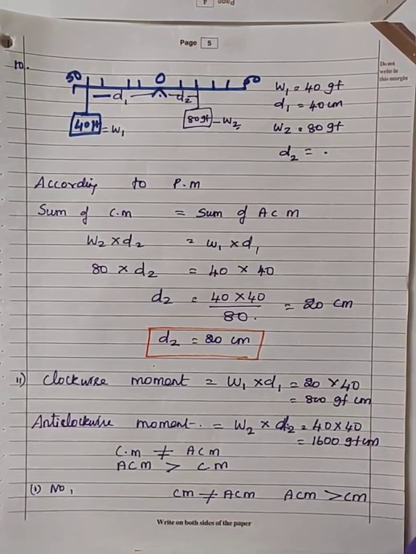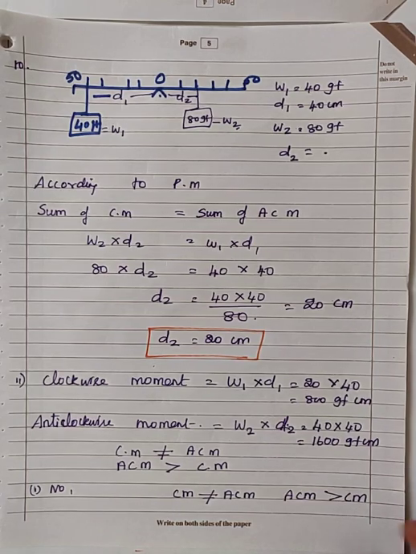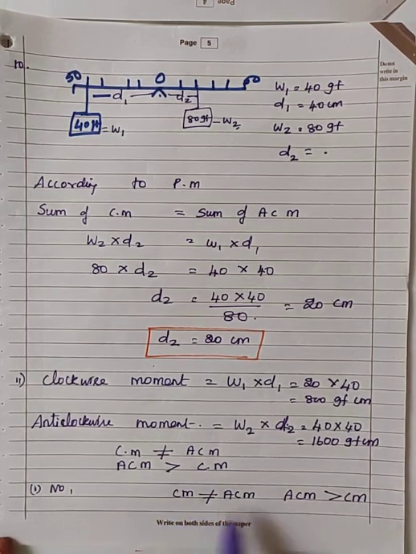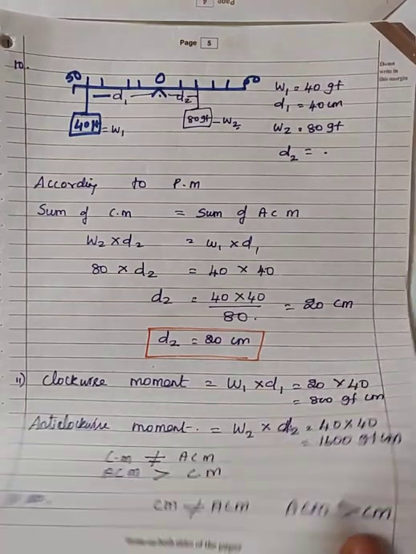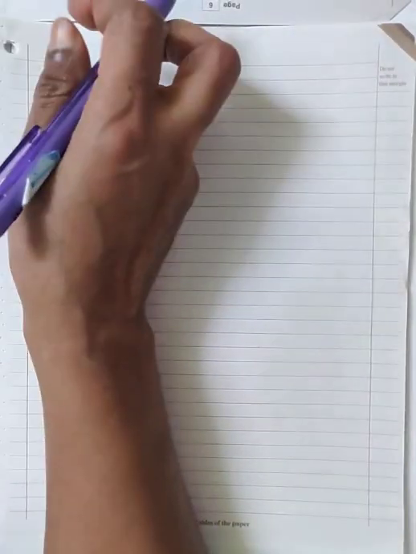Okay. Next one. If not, how will the rule turn? Because anti-clockwise moment is greater than clockwise moment, the ruler will turn in the anti-clockwise direction. Yes, you have to write: since the anti-clockwise moment is greater than the clockwise moment, the ruler will turn in the anti-clockwise direction.